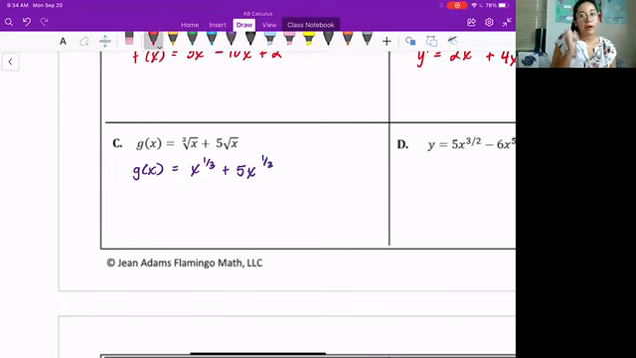Now that I'm seeing my powers, I'm ready to derive g prime of x. Okay, so for my first term, I'll bring that 1/3 to the front. And then 1/3 minus 1, or 1/3 minus 3/3 would be -2/3. Okay, plus 5 times 1/2. I'm just going to say 5/2. I'm not going to make it any more complicated than it needs to be. 1/2 minus 1 is -1/2.